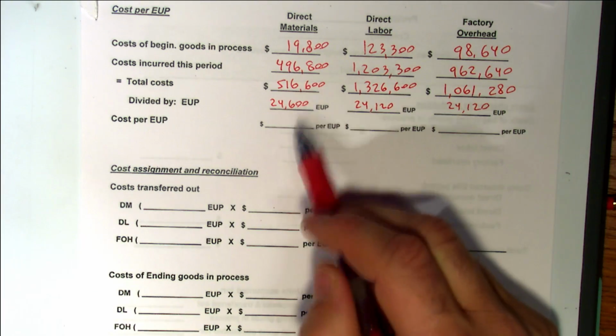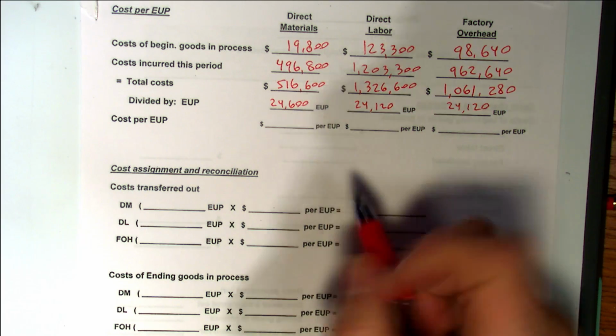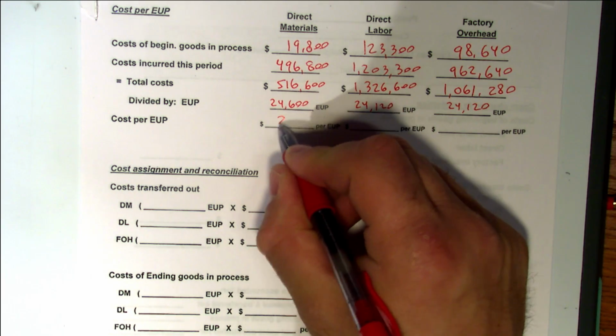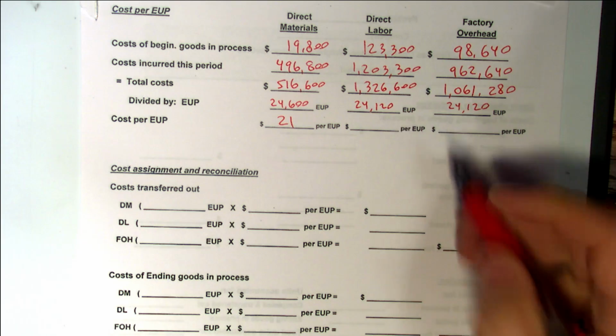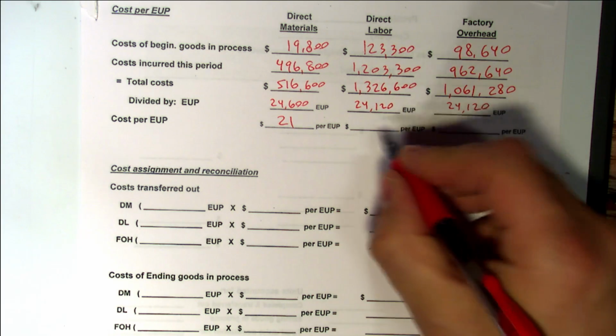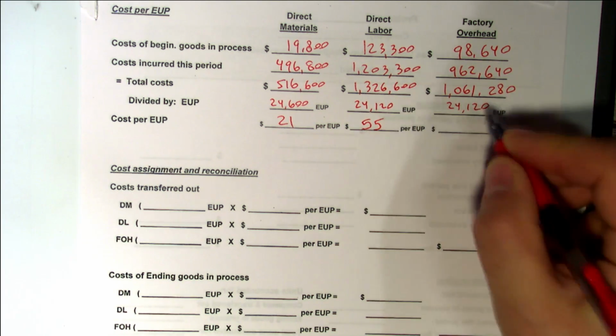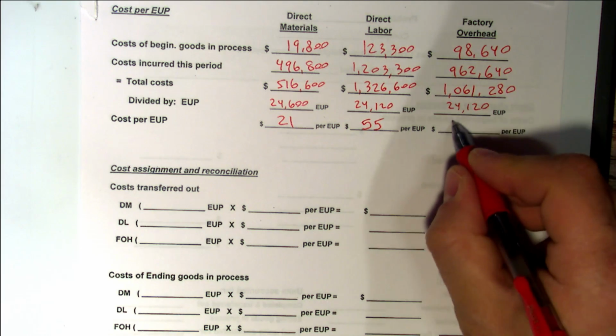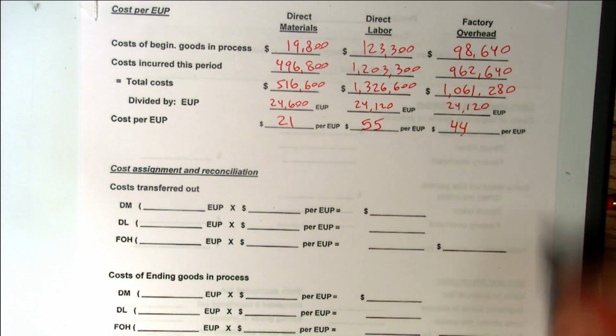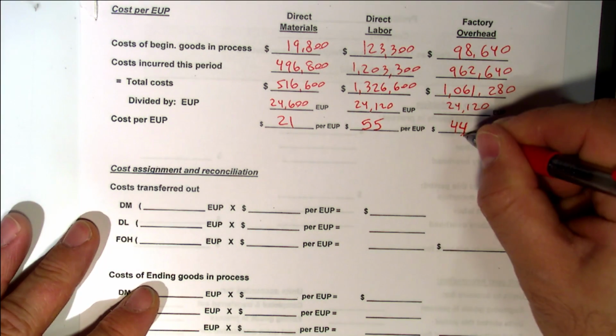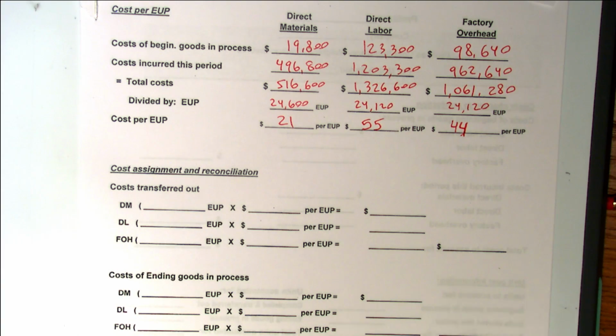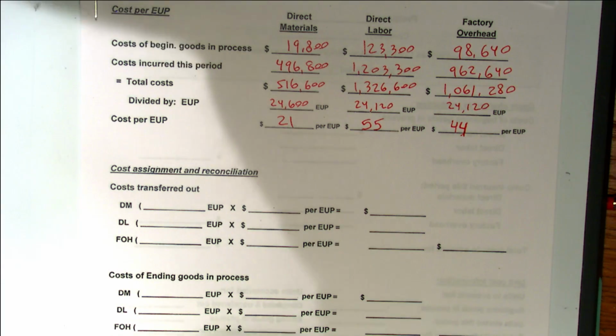Okay, let's figure these out. That divided by that equals what? 21. 21 even, right? That divided by that equals 55. That divided by that equals 44. Cool? We're on the home stretch, aren't we? Any questions so far?